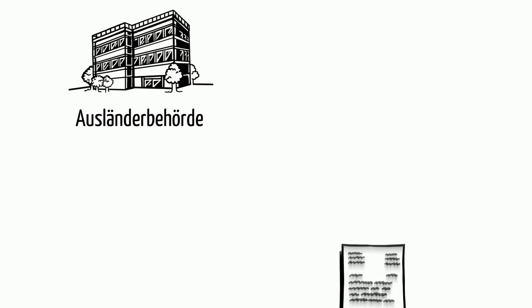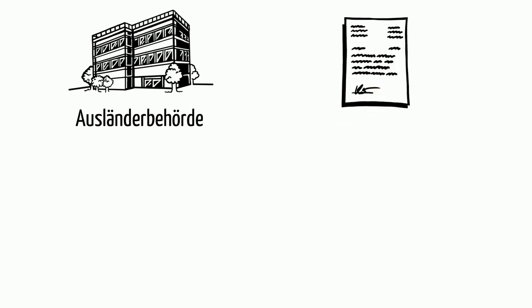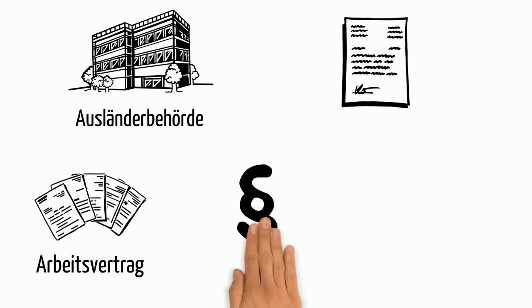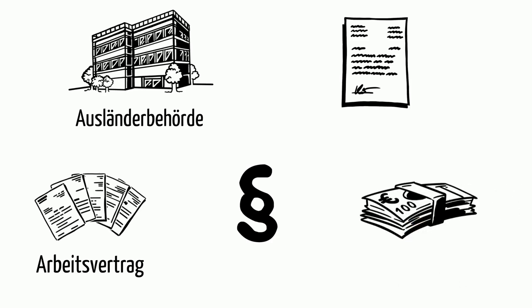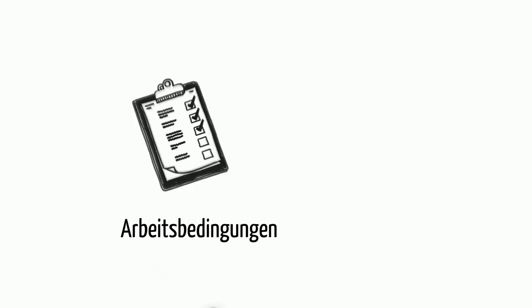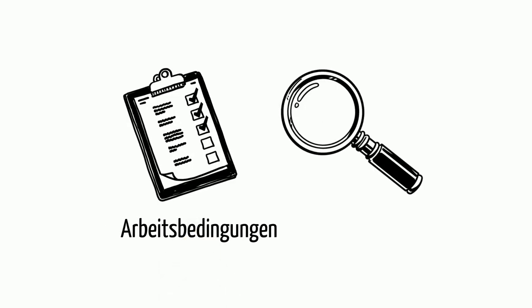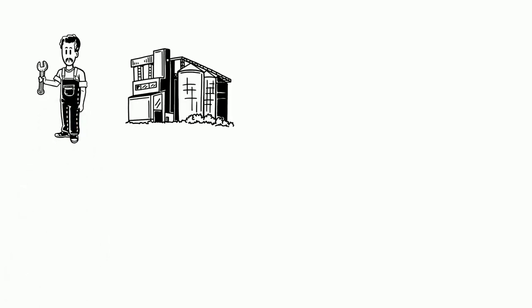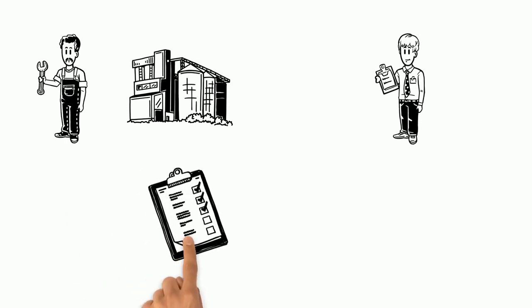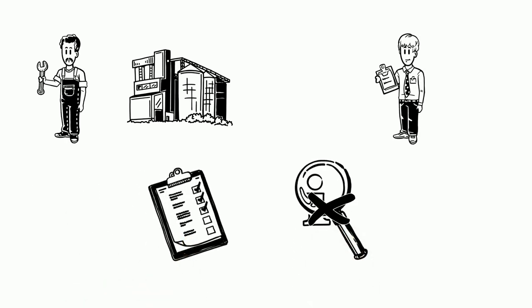The work permit must be issued by the foreigner's authority. Therefore, the working contract that the employer wants to conclude with you has to comply with the laws, for example, regarding the salary that you will receive. Overall, the working conditions are checked. If you want to start an apprenticeship in a company or a specific internship, working conditions are not checked.